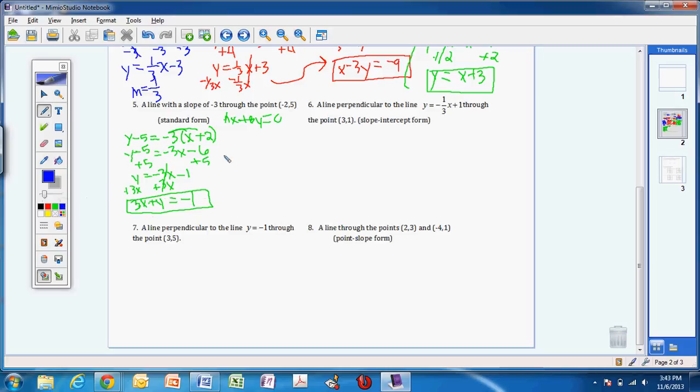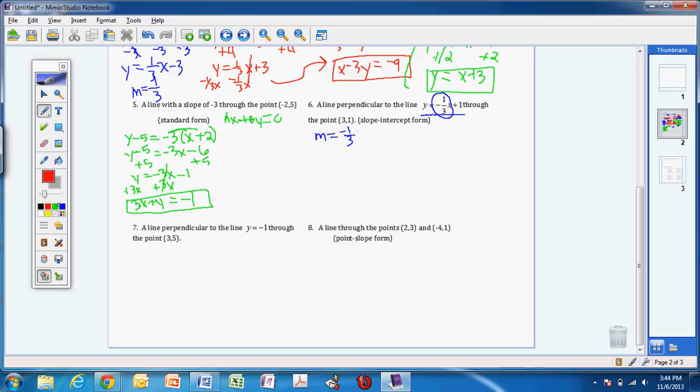Okay. So now number 6, a line perpendicular to the line y equals -1/3 x plus 1 through the point (3, 1). So from this, again, the reason that they tell us this line is so that we can interpret the slope from it. Since it's actually already in slope-intercept form, I can tell right off the bat that my slope is -1/3. So the slope of this line is -1/3.